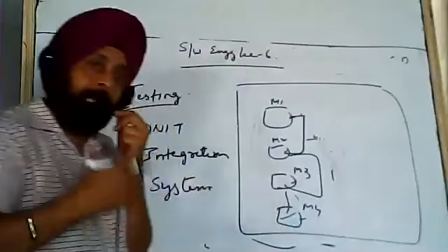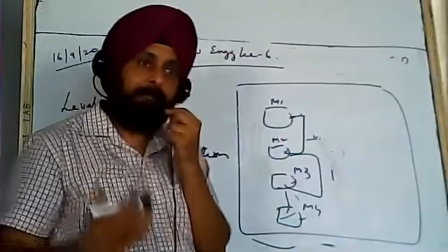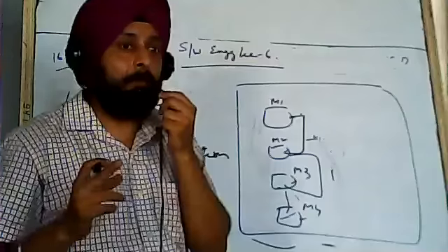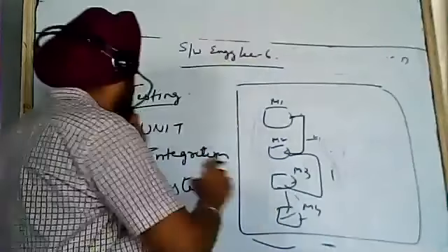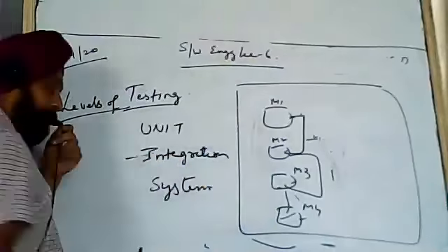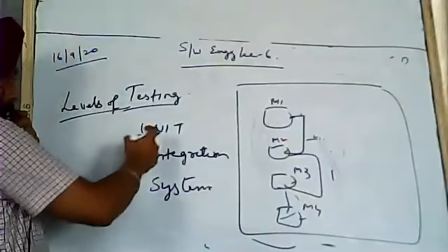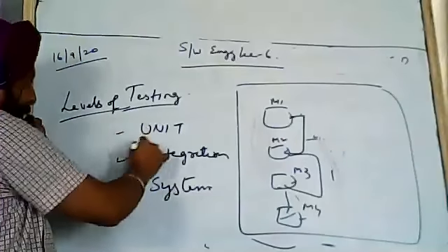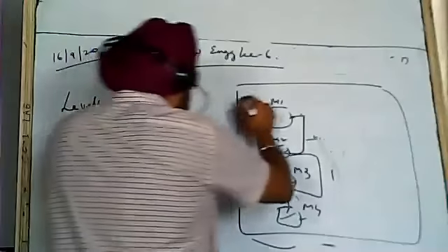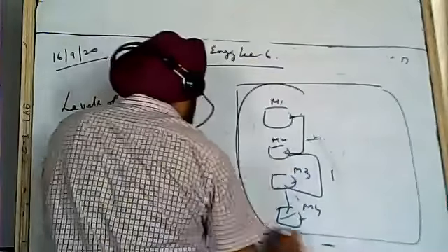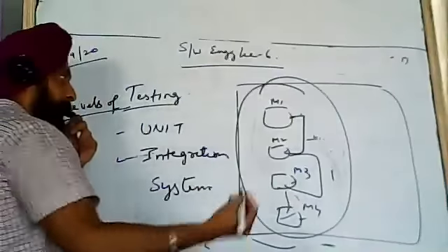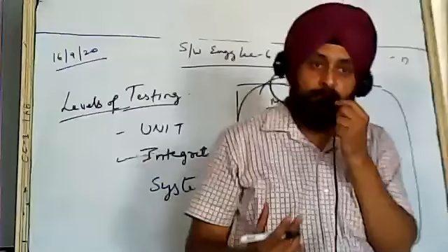So this type of integration means combining the modules, because there is interdependence between the modules. That type of testing, among the levels of testing, is known as integration testing. And system testing means when we have combined all the modules, then we test the whole system as a whole. That type of testing is known as system testing.